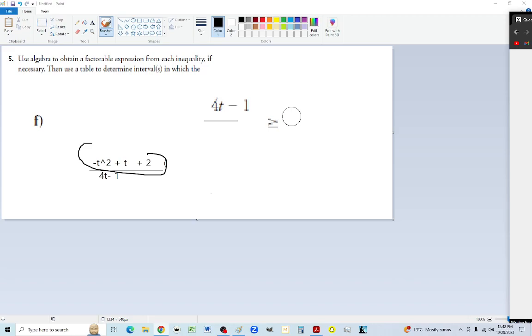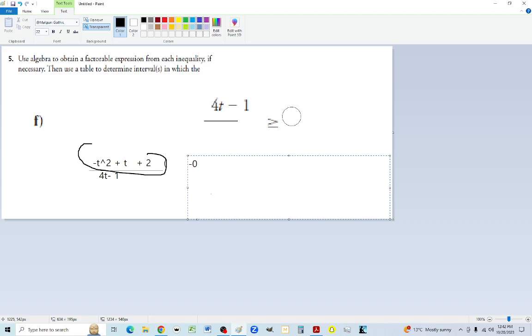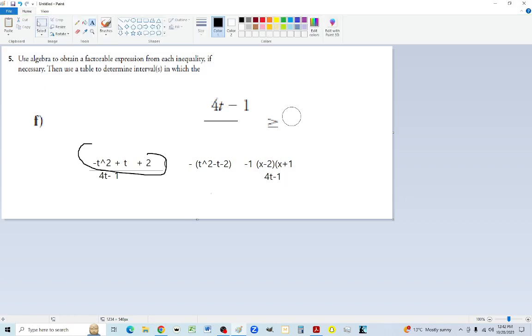Yeah, to make that easier, it does have 2 solutions. I should have factored out the negative, so that's my bad. When I factor out the negative, I get t squared minus t minus 2, and it's clear now that that's x minus 2, x plus 1, and there's a negative 1 in front. So you have to include that negative 1, all over 4t minus 1. So I'll do this one for you. And who knows, the last one I might have made a mistake too.